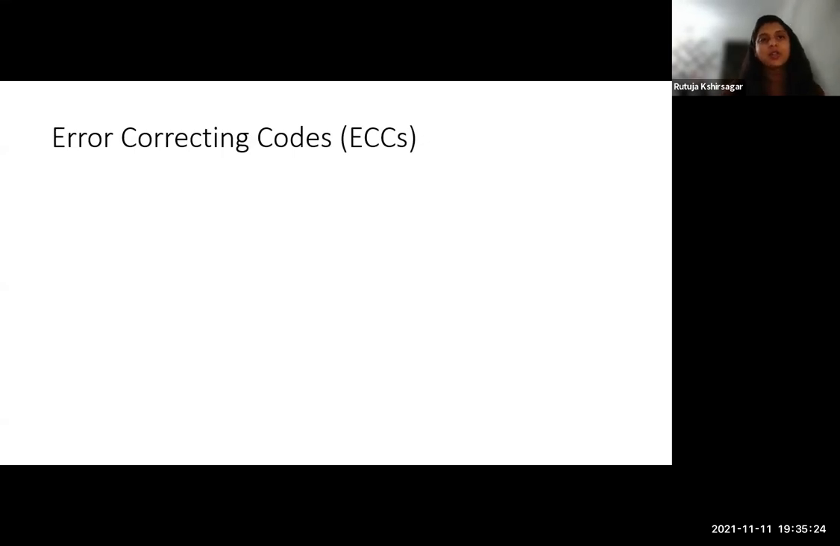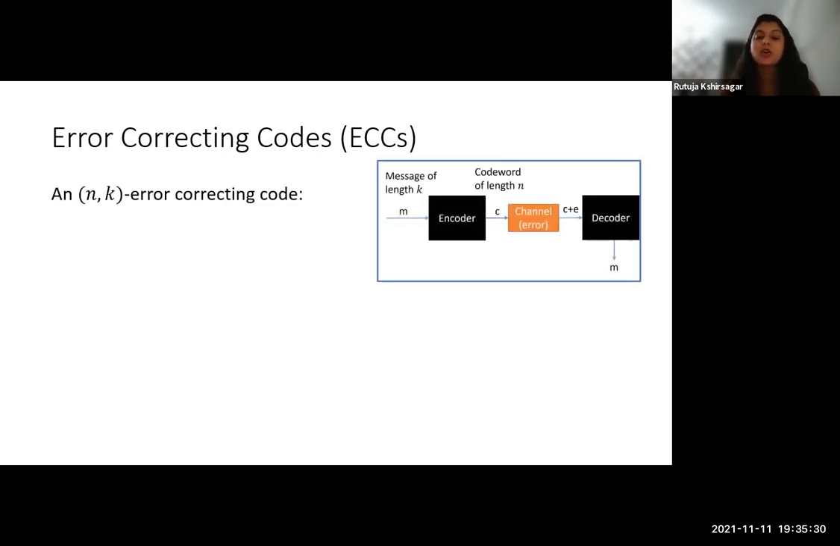Let me start by talking about error correcting codes. An (N, K) error correcting code takes a message of length K, encodes it to a code word of length N, which is then transmitted over a channel. Now, the channel may introduce some errors or erasures during this transmission. A suitable decoding algorithm for the code can recover the original message M.